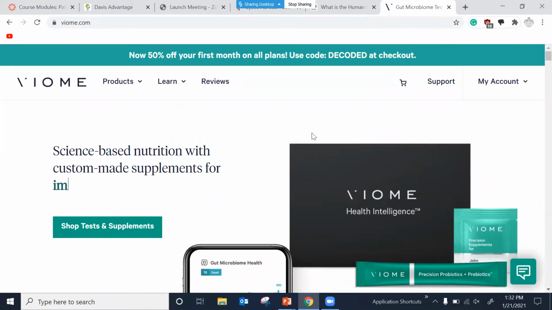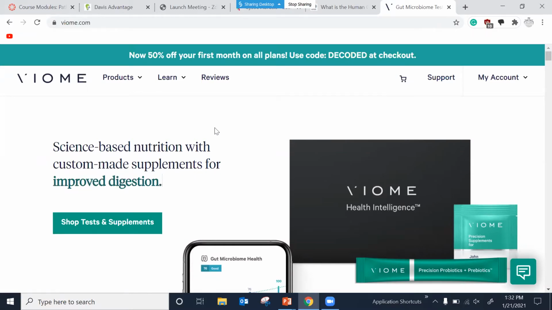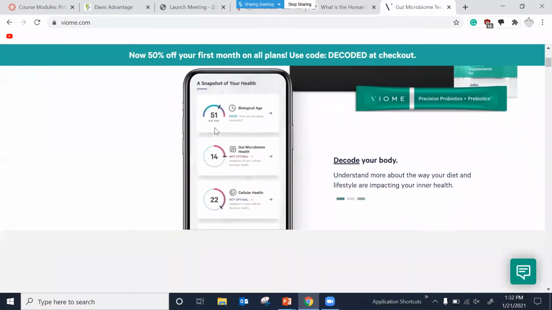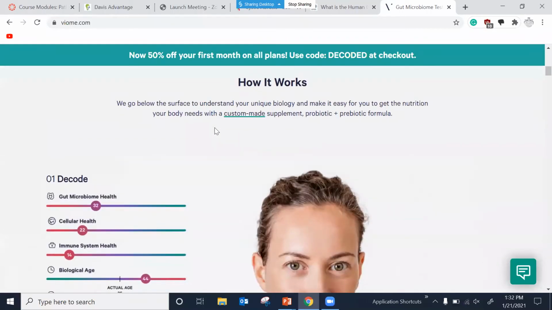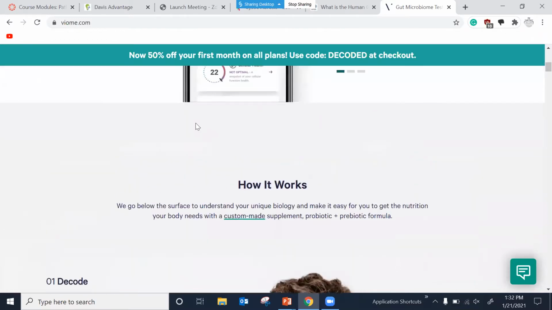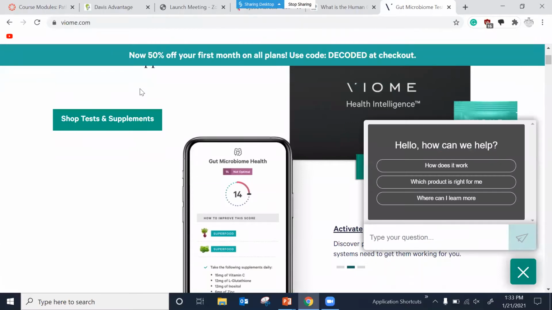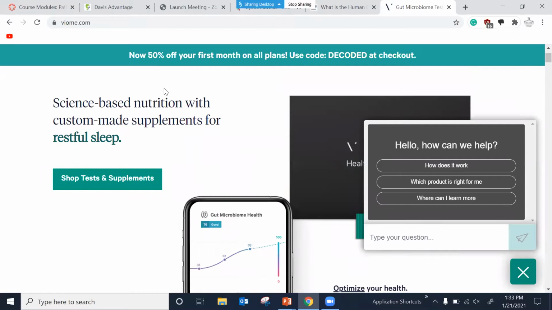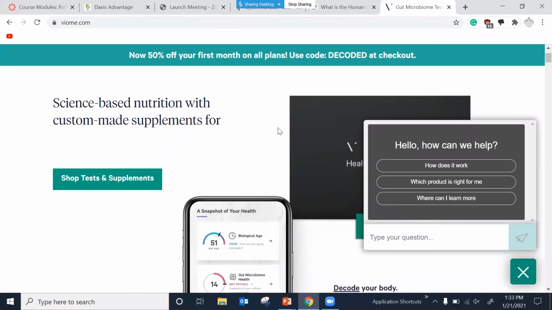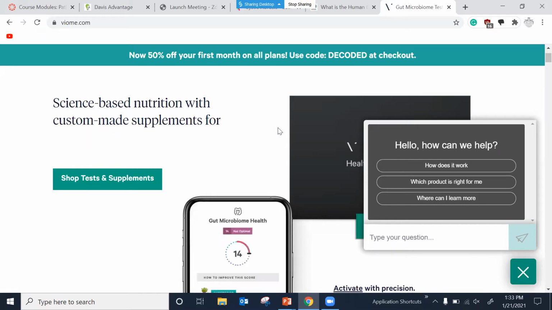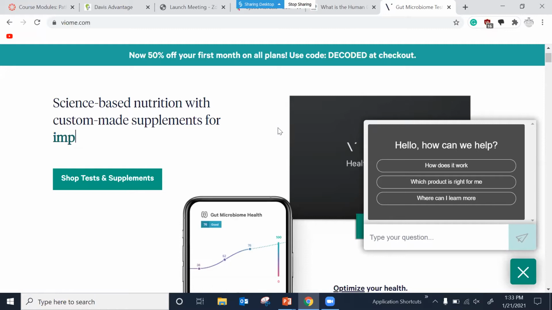This is another example of a test that I've done. If anyone ever asks me, how should I eat? What's good for me? I usually, if you have some money to spend, send them over to Viome. Viome is pretty interesting because they are analyzing the microbiome, which is the DNA and RNA of all the bacteria and viruses that live mostly in your gut.